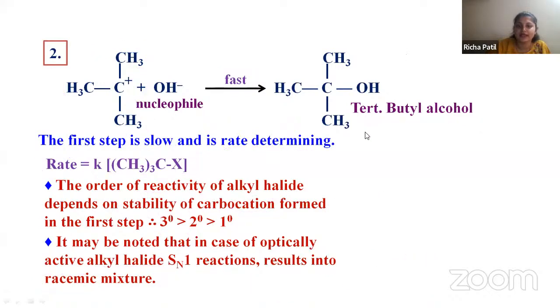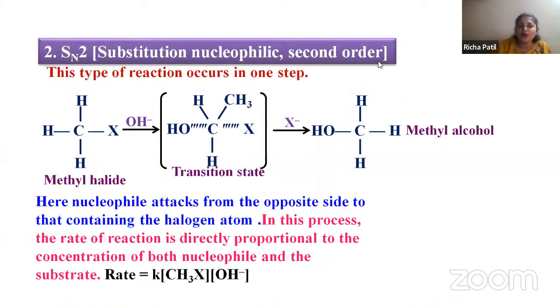So next we'll go for SN2. What do you mean by SN2? SN2 is substitution nucleophilic bimolecular. Bimolecular means here the rate will depend upon two substances. This occurs in one step. So the SN1 reaction occurs via two steps, and the SN2 reaction occurs via one step.